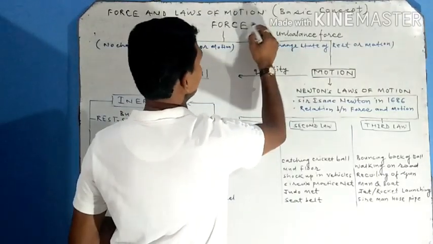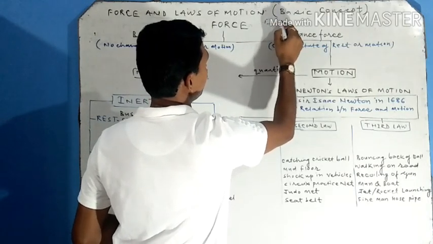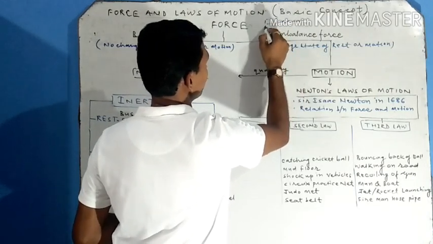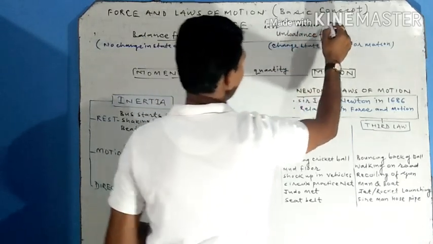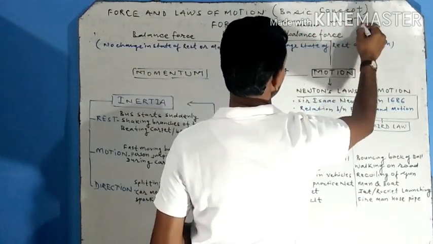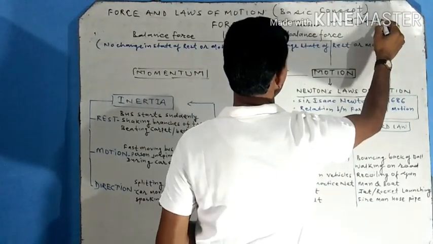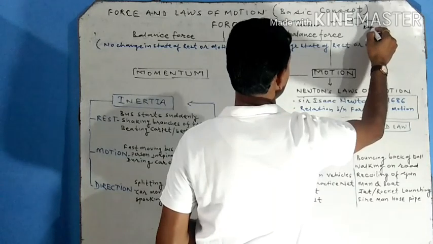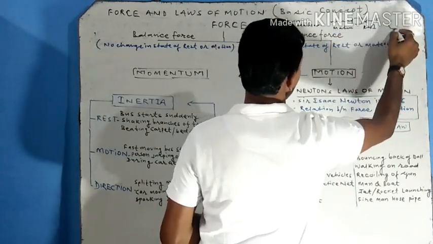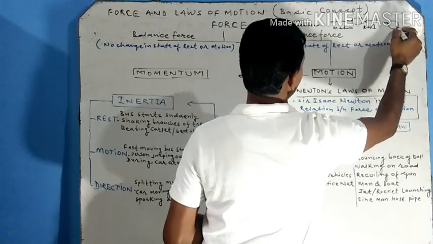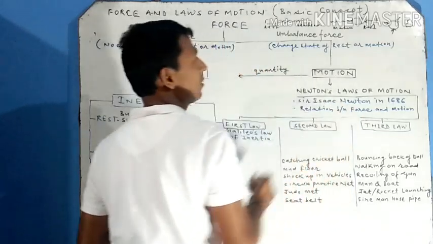So friends, the very simple concept: what is force? The force is an external factor which can bring a body in motion from rest. Rest mein hai, to aap usse motion mein la sakte hain. If a body is in motion, after applying force, you can make it stop. Isse rest mein la sakte hain. And as I have told you, this is a balloon. After applying force on the different sides, you can change the shape and size of that object.